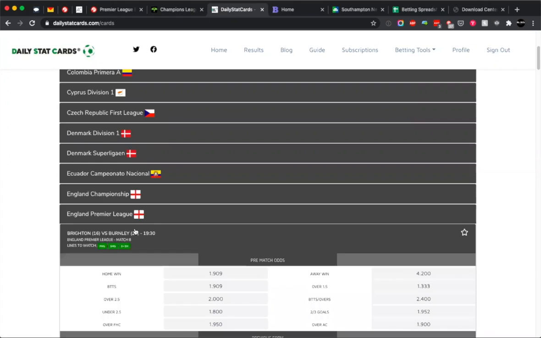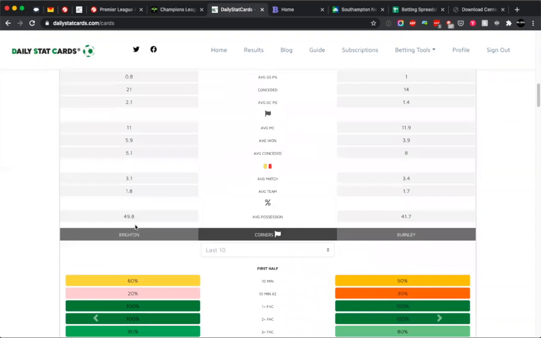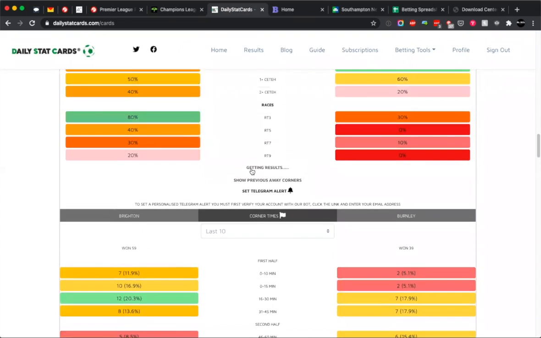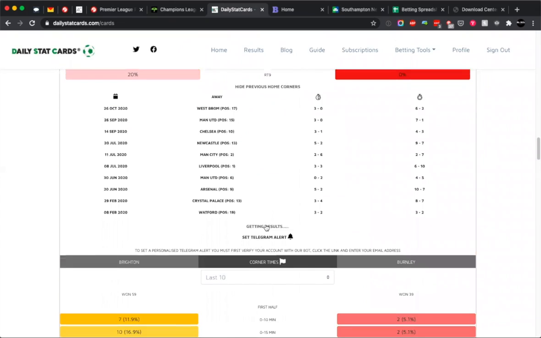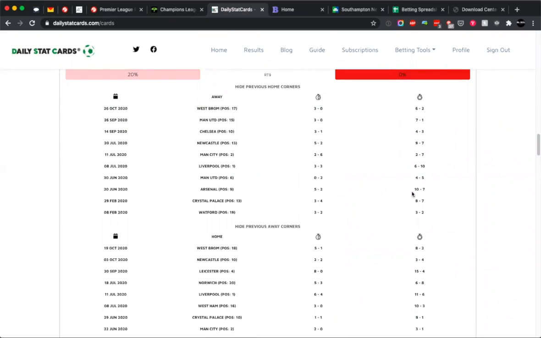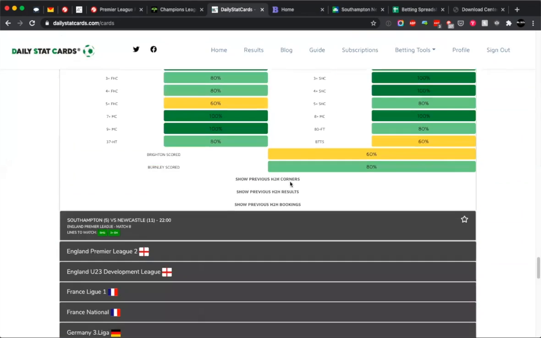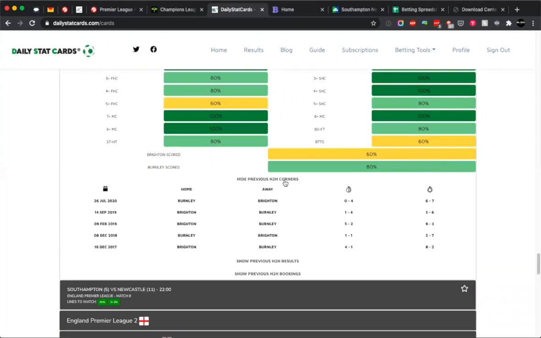Now, why I like to use the desktop version is that it gives you these options here where you can see their previous home corners and you can see their previous away corners. And what you can do here is analyze, like, okay, this team had 8 corners in their last game, and the other game they had 7 corners, and so on and so forth. So you can look at the different stats that are there, and you can also look at their head-to-head, how many corners they've had.